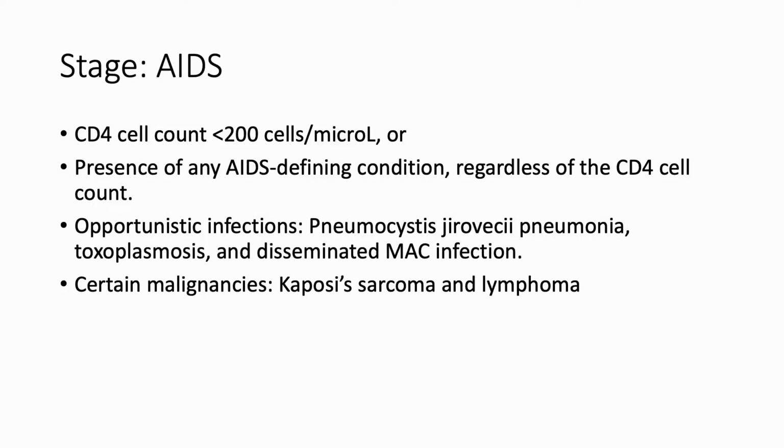And the last stage of HIV is called AIDS. This is characterized by a CD4 count of less than 200, or the presence of any AIDS-defining condition, regardless of the CD4 cell count. AIDS-defining conditions encompass opportunistic illnesses or even malignancies that can occur more frequently or severely in those who are immunocompromised. These primarily involve opportunistic infections that are high yield on your exam, such as PCP, toxoplasmosis, and disseminated Mycobacterium avium complex infection.